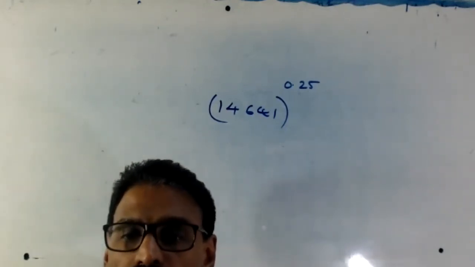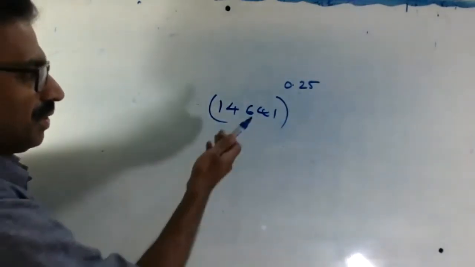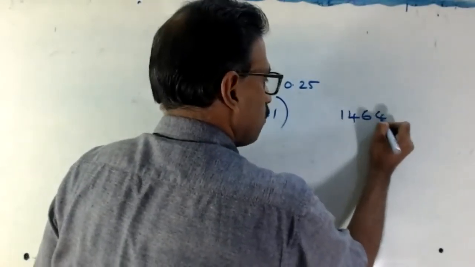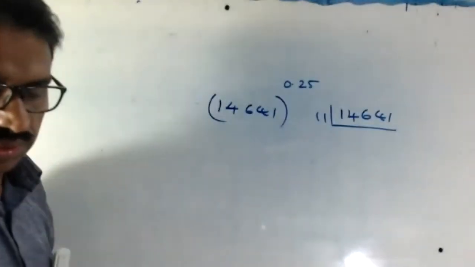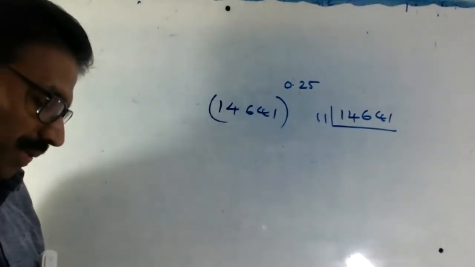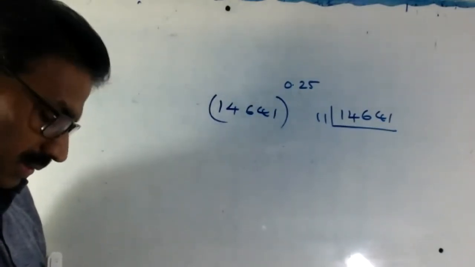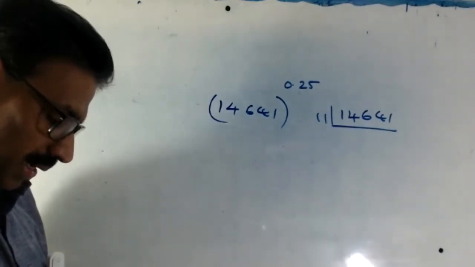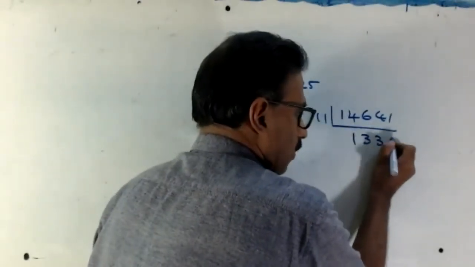Okay, anybody got it? Okay, look here. This one we can do by prime factorization. 1 4 6 4 1 divided by, I think, 11. How much will you get? You don't go to any other number. Okay, so 1 4 6 4 1 divided by 11 is 1, 3, 3, 1.